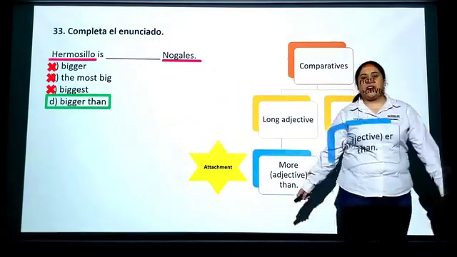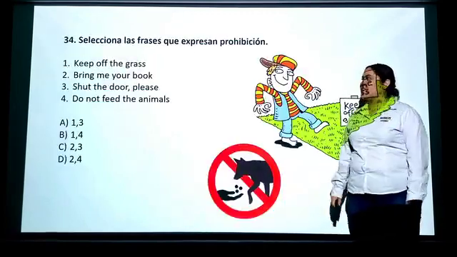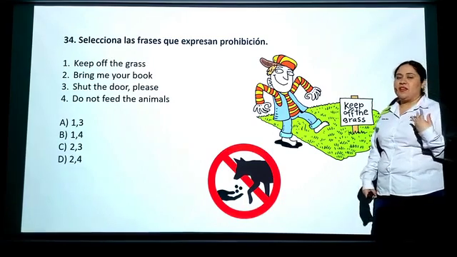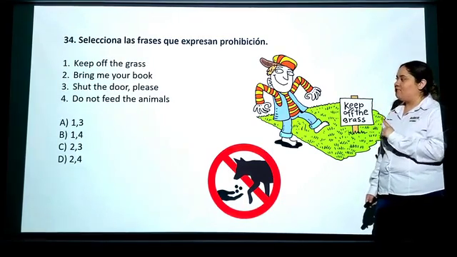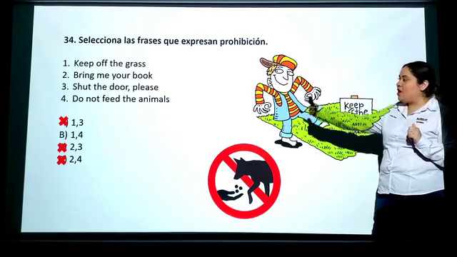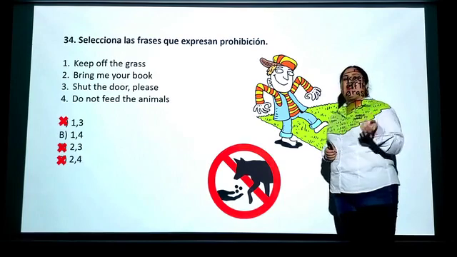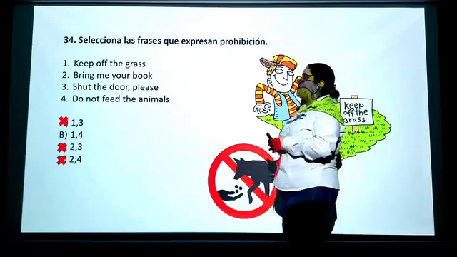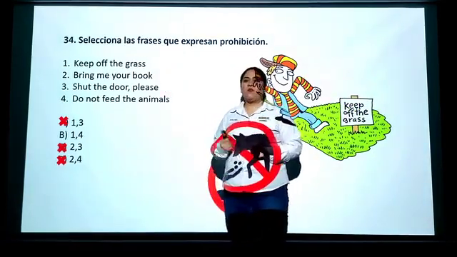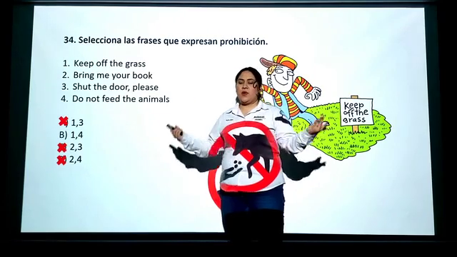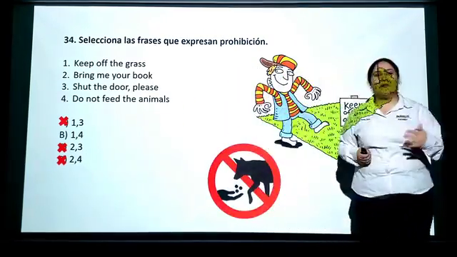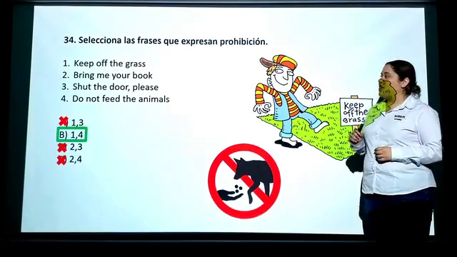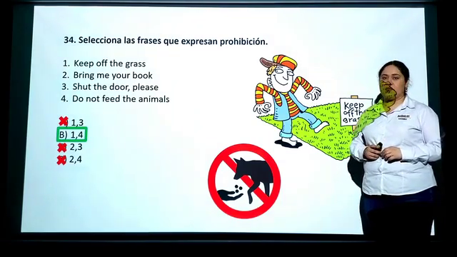Ok, Hermosillo is bigger than Nogales. Next. Okay, so now we have sentences that express something that is forbidden. Now, let's see. We're going to eliminate all of these options because those are not expressing something that is forbidden. Instead, they are saying things that are imperative. Bring me the book. Close the door. Open your book. Give me a rose. Bring me a chocolate. Okay? So we're going to choose letter B. Keep off the grass and do not feed the animals.